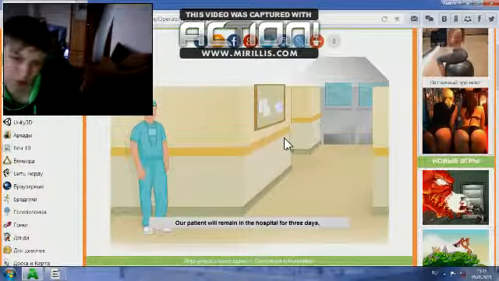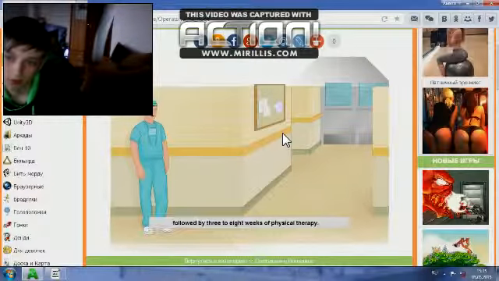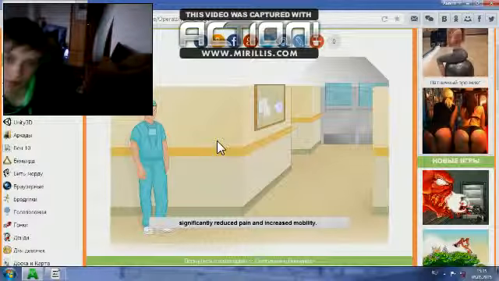Our patient will remain in the hospital for 3 days, followed by 3 to 8 weeks of physical therapy, significantly reduced pain and increased mobility.